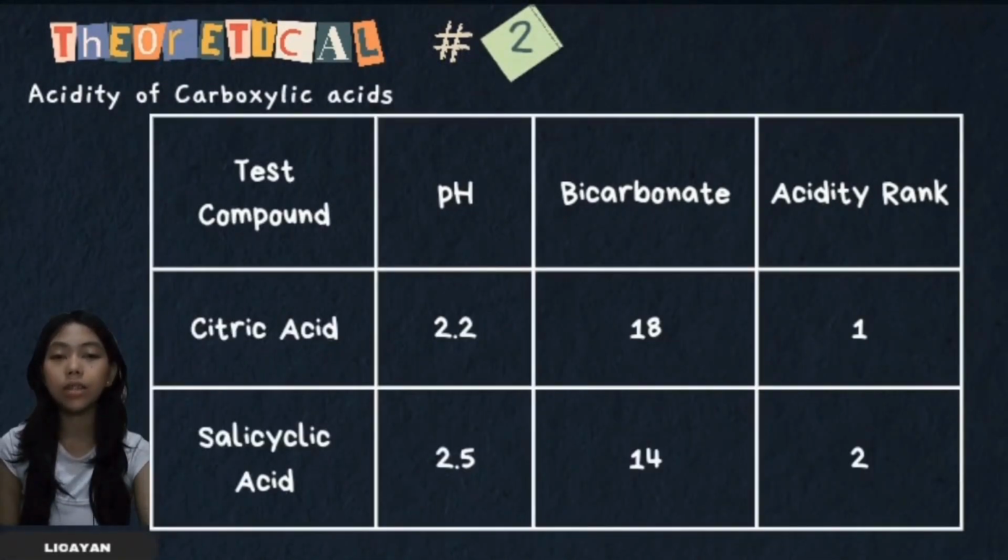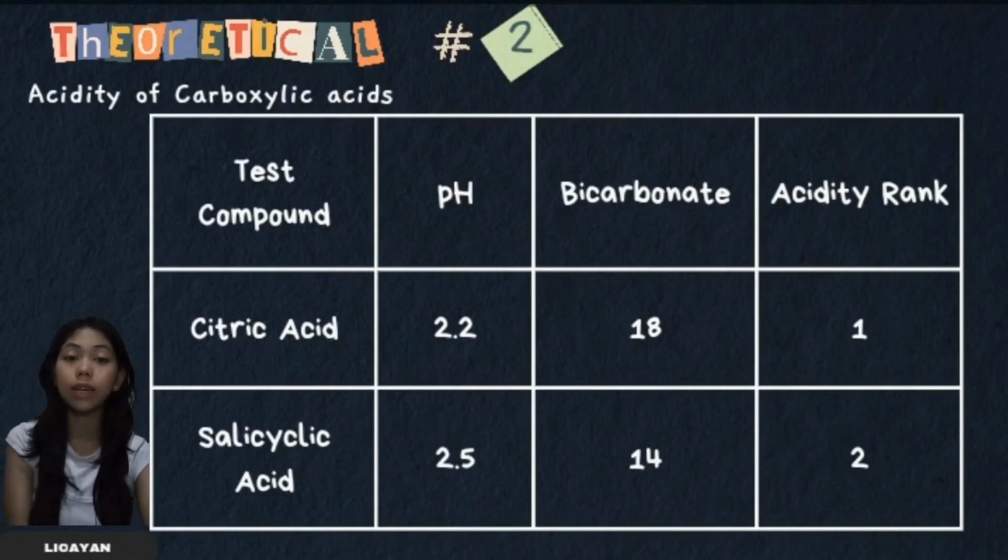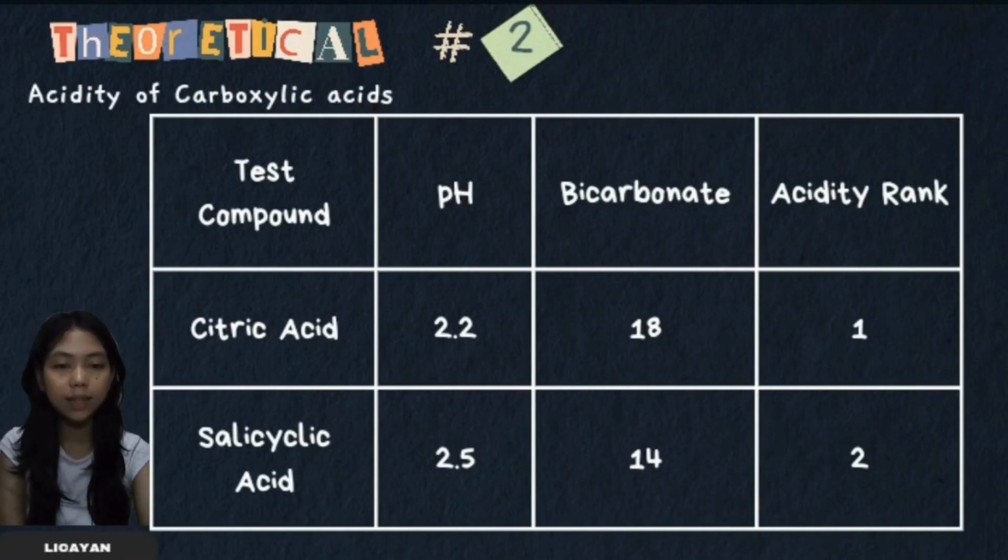Next, we have the citric acid. pH is 2.2, 18 drops. Acidity rank is number 1. Citric acid has 3 carboxyl groups capable of donating protons. Citric acid exhibits heightened acidity, leading to notably low pH and a pronounced sourness.